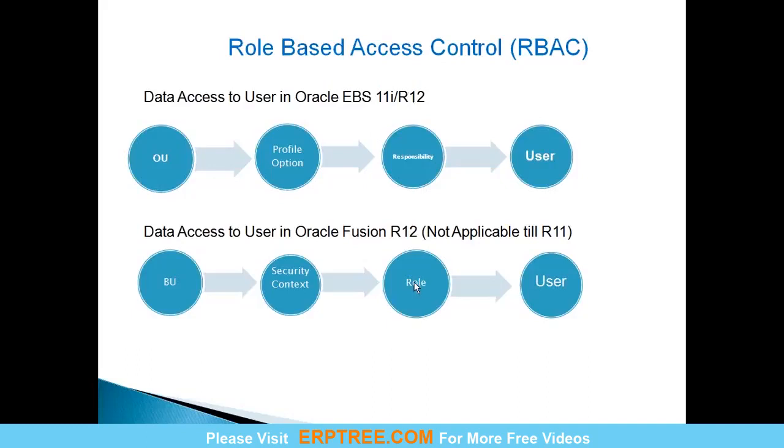But when you talk about Fusion, here in EBS we assign OU to responsibility through profile option, but in Fusion applications, BU we assign to role. Role is equal to menu. Menu is part of responsibility, or simply you may say role is equal to EBS responsibility also. But in reality, role is equal to EBS menu, the menu which we generally include as part of responsibility. So the BU we assign to role by using the security context. In EBS we use the profile option, but in Fusion we use security context.